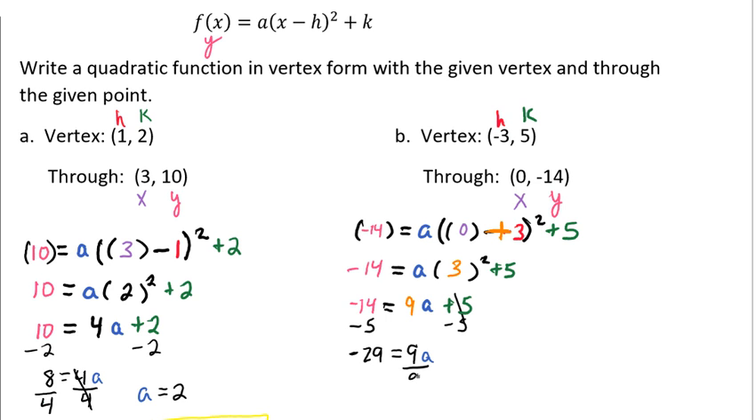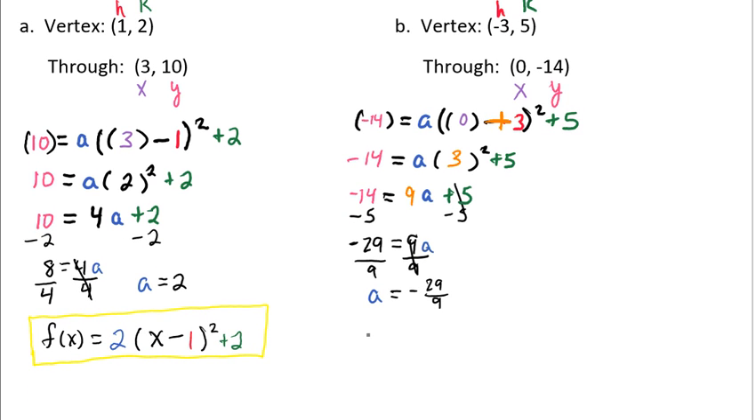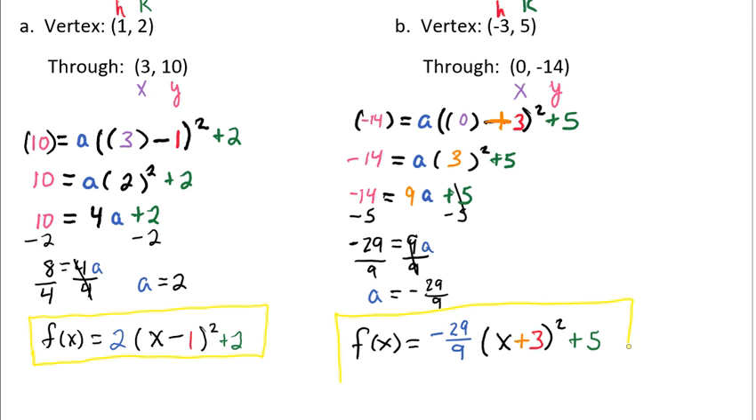Then we're going to divide both sides by 9. It's okay that we're left with a fraction here. We have a equals negative 29 over 9, and that's okay. When we go to write our final function, we'll have f of x equals negative 29 over 9, and we don't mind that this is a fraction. We're just writing it in its place. Then we have x, and remember that our minus and our negative 3 ended up making a plus 3, quantity squared, plus 5. And that's going to be our final answer.